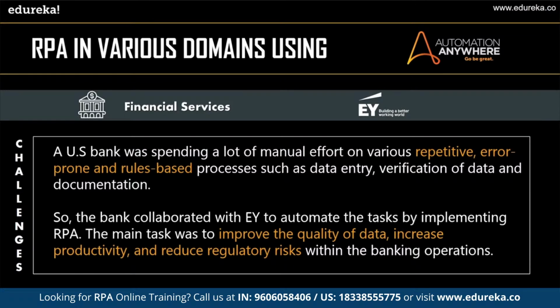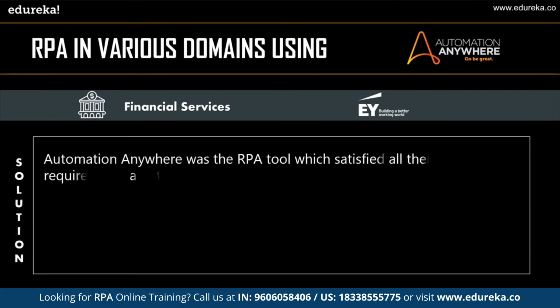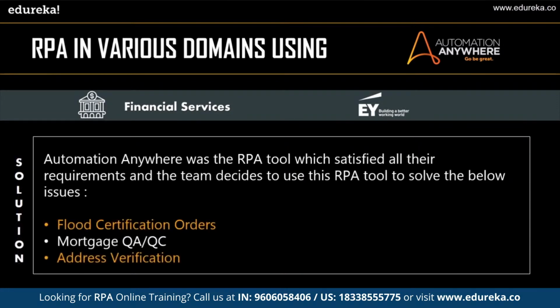So, based on these factors, EY started researching the top RPA vendors and then zeroed in on Automation Anywhere. For them, Automation Anywhere was the RPA tool which satisfied all the requirements, and then the team decided to use this RPA tool to solve the issues of flood certification orders, mortgage, QA, QC, and address verification. So, let's discuss one by one how these problems were solved.